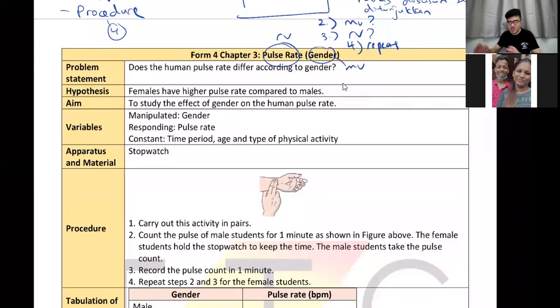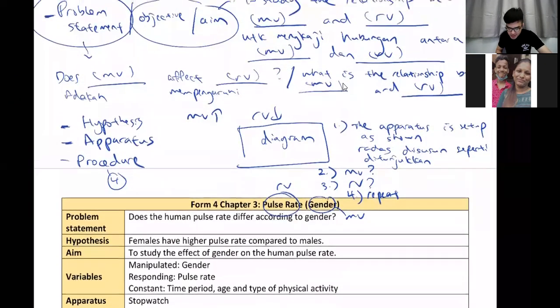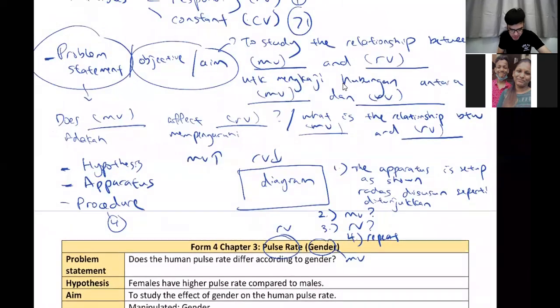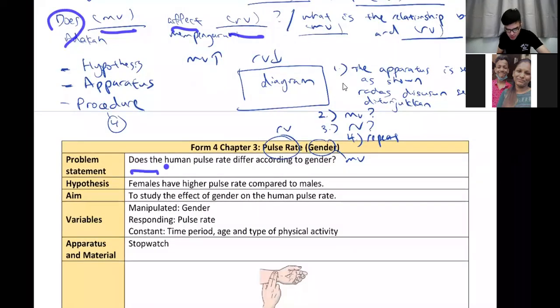Okay, I'm changing my gender, male and female. What is their pulse rate? That's the RV. Right? So, problem statement. Like I said, what's the formula again? Does MV affect RV? Same thing. Does human pulse rate differ according to gender?